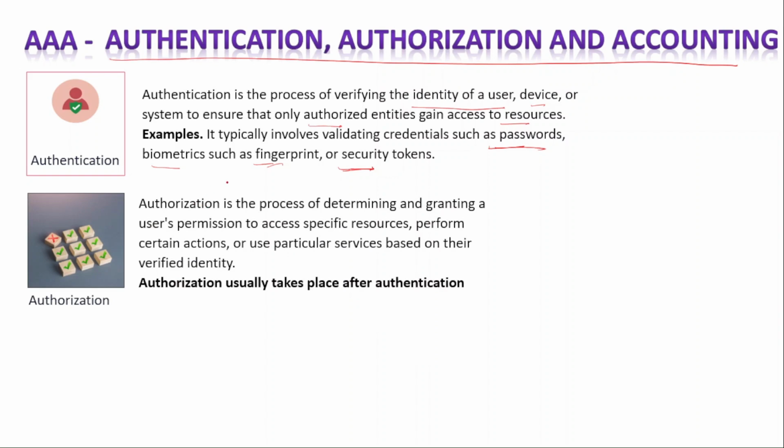The second triple A pillar is authorization. Authorization is the process of determining and granting a user's permission to access specific resources, perform certain actions, or use particular services based on their verified identity. Authorization usually takes place after authentication. It is logical that first you have to log in to a system using the authenticating credential, and then you can access the resources. Such as if you log in to your Gmail account, then you can access your inbox.